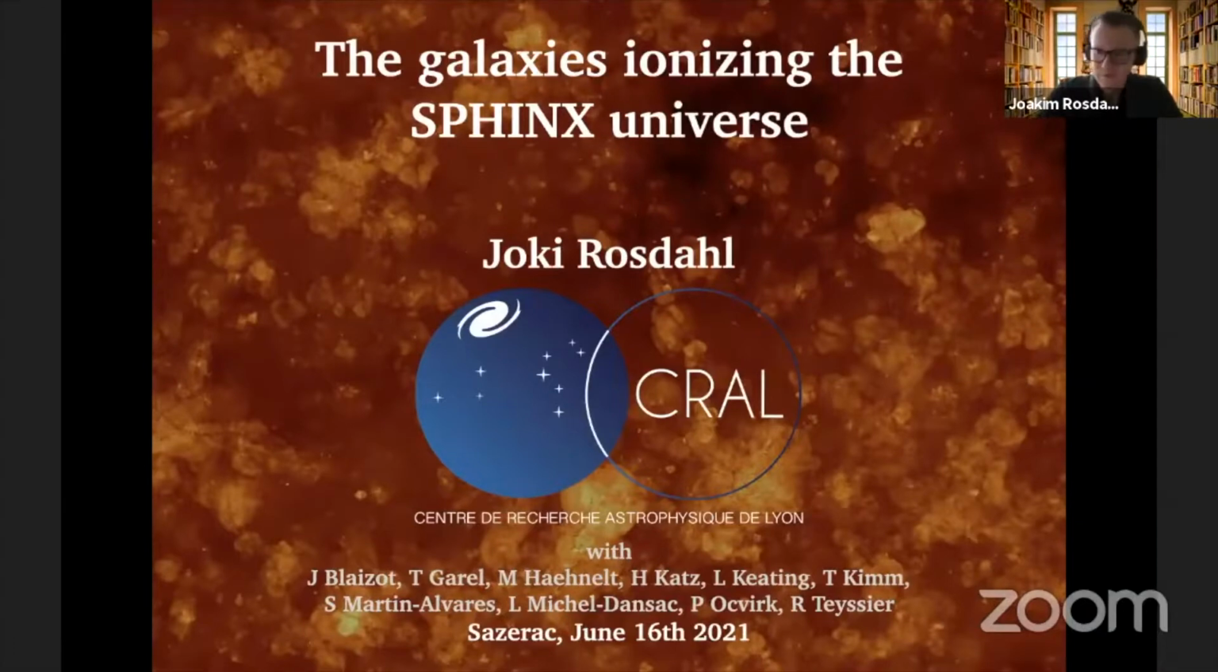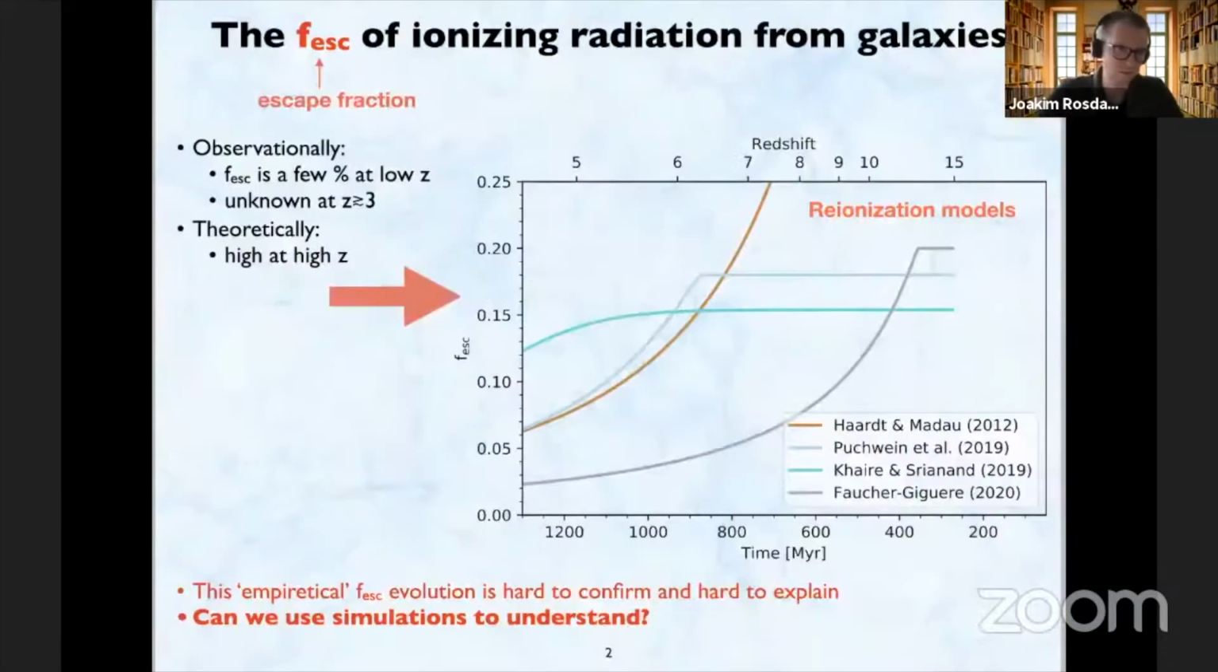So I'm going to focus this talk on the escape fraction of ionizing radiation from simulated galaxies and real galaxies as well. Observationally, we only really know about the escape fraction at low redshift. We know it's very low at low redshift. We don't know very much observationally at redshift beyond about 3. Theoretically, we need the escape fraction to be high at high redshift because otherwise we can't reionize the universe.